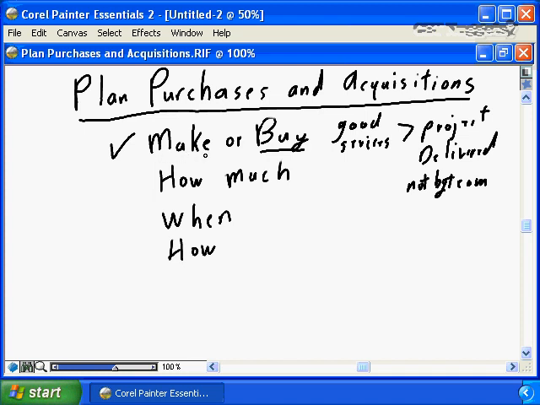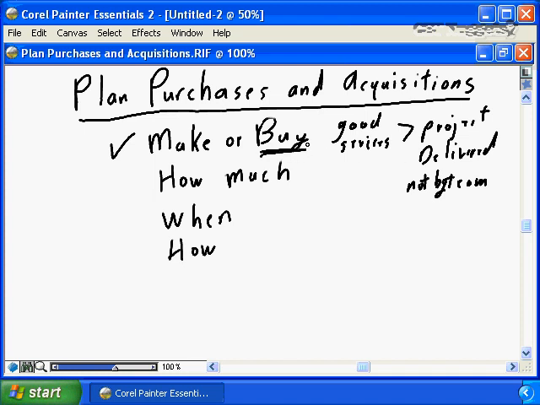If it's a make decision, it's not part of procurement management. It's part of standard project delivery and would be addressed in the work breakdown structure and the other standard project management activities that we've discussed so far. Buying is where procurement management comes in.